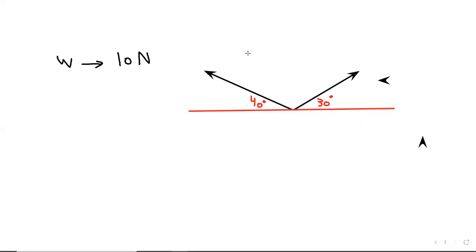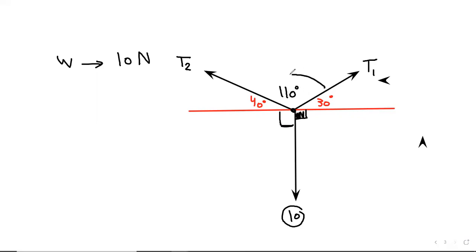So we have here the weight of the body, and the weight is 10 Newton. Here we have the angle of 30, and this angle is 90 because this line is the horizontal line, and also this angle is 90. We can find the angle between the two strings, and here we have tension 1 and here we have tension 2. The angle between them is going to be 110 because we have 30 and 40. And we will apply Lami's rule.